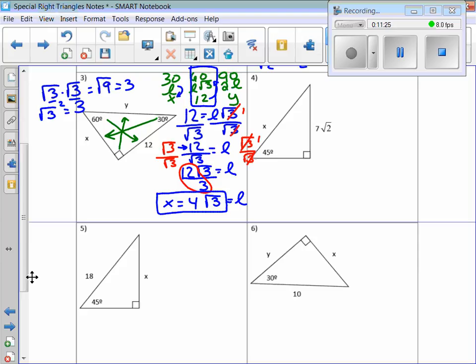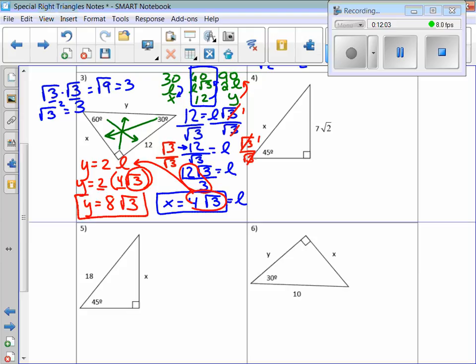Then lastly, we need to find Y. Y is equal to 2L. And we found L, so we substitute right in. We're taking that 4 times the square root of 3 and plugging in. And we multiply our outside numbers, so the number in front of the square root. So if the number's outside the square root, you can multiply them, or if it's underneath the square root, you would multiply those two numbers. So we have 2 times a 4 gives us an 8, so y equals 8, and then we still have that square root of 3. 8 times the square root of 3. And there is your final answer.